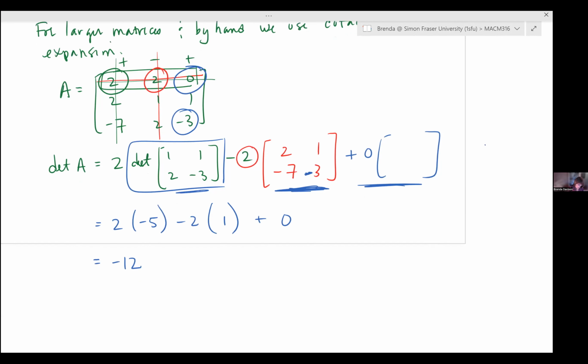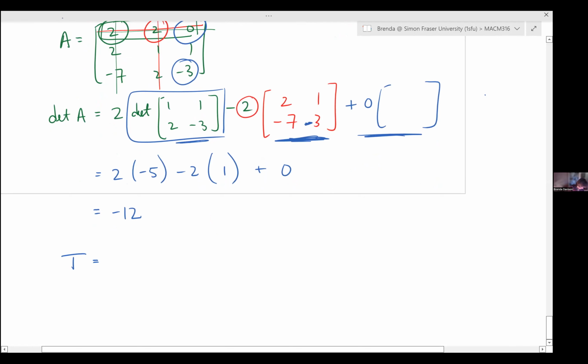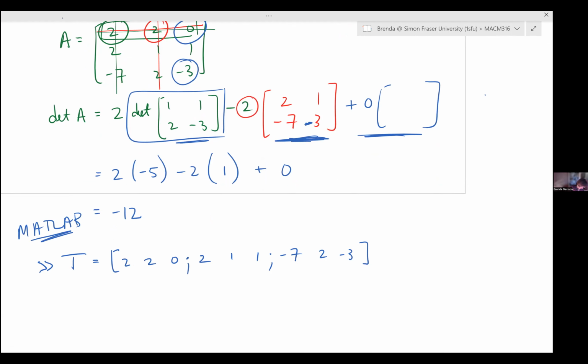Okay, you can try this out in MATLAB. You simply enter the matrix in this manner, 2, 2, 0, semicolon, 2, 1, 1. So that's first row, second row, third row. You tell MATLAB what your matrix is, single line, and you would enter that at the chevron. So this is MATLAB doing it for you. Then you simply say d, e, t, and then coming to the chevron is the number.